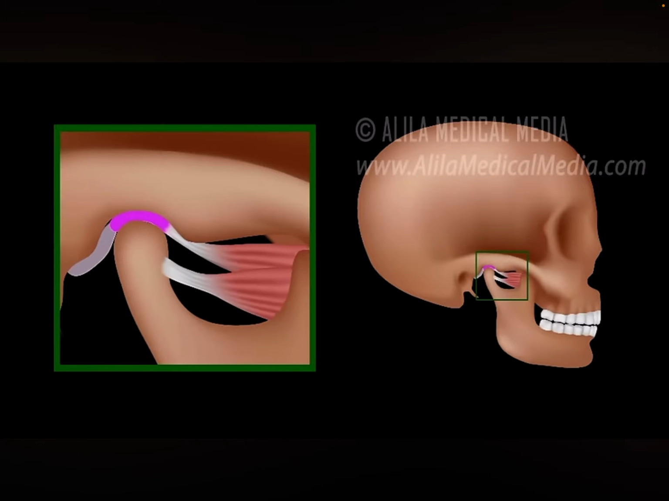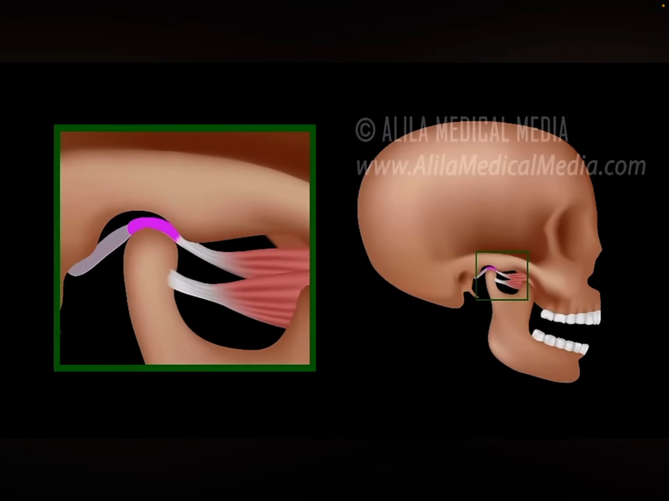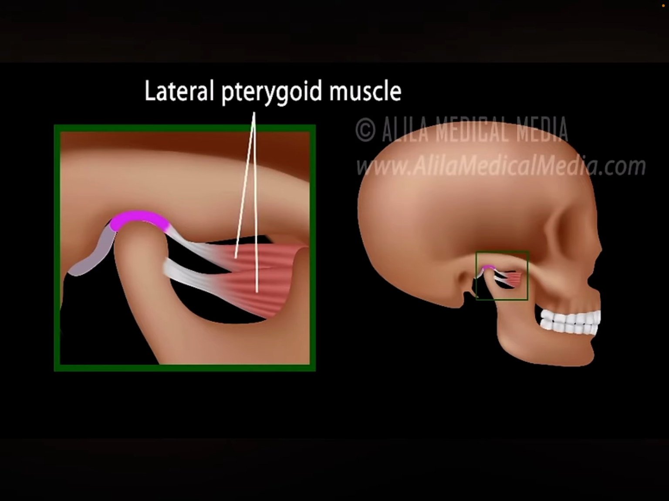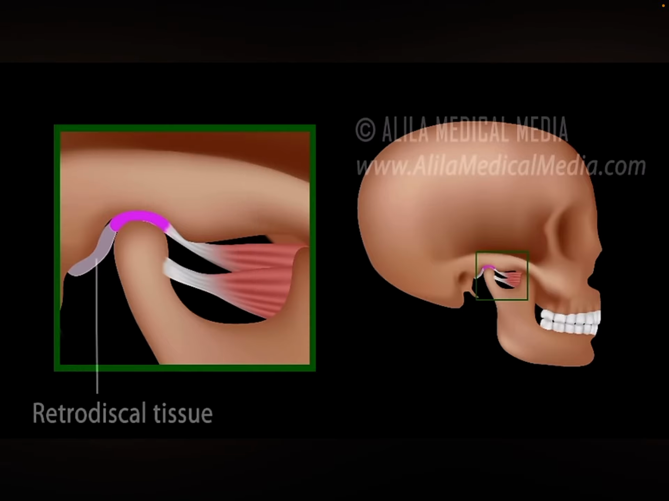The disc lacks nerve endings and blood vessels in its center, and therefore is insensitive to pain. Anteriorly, it attaches to the lateral pterygoid muscle, a muscle of chewing. Posteriorly, it continues as retrodiscal tissue, fully supplied with blood vessels and nerves.